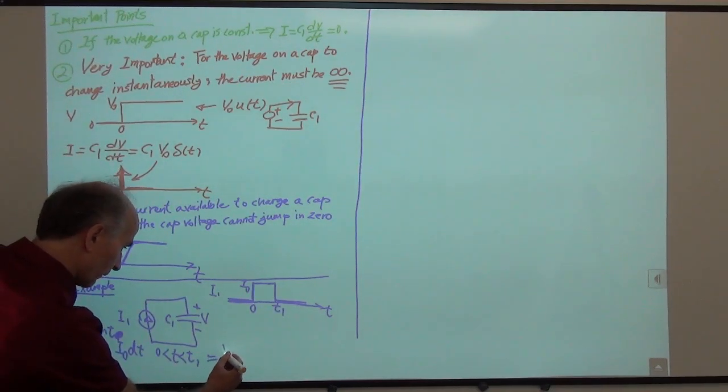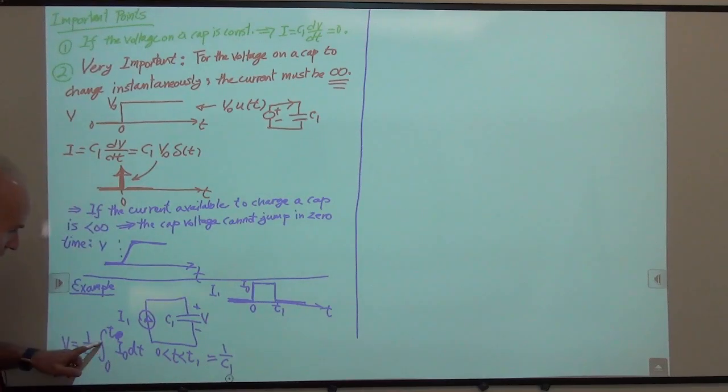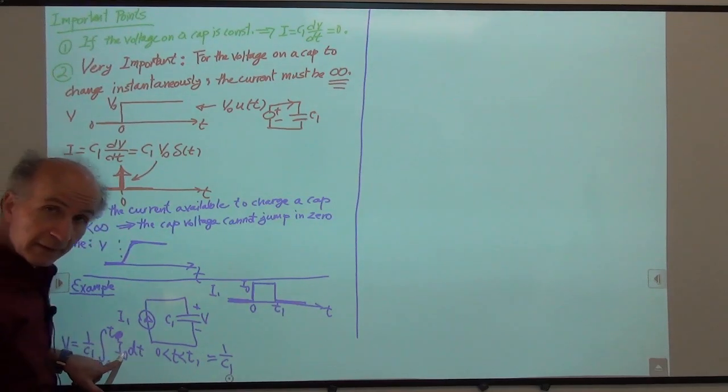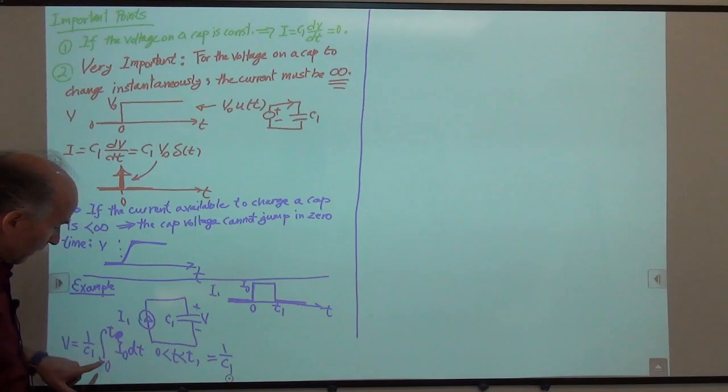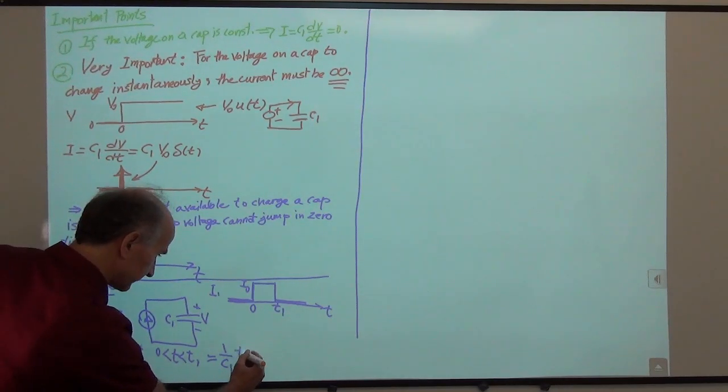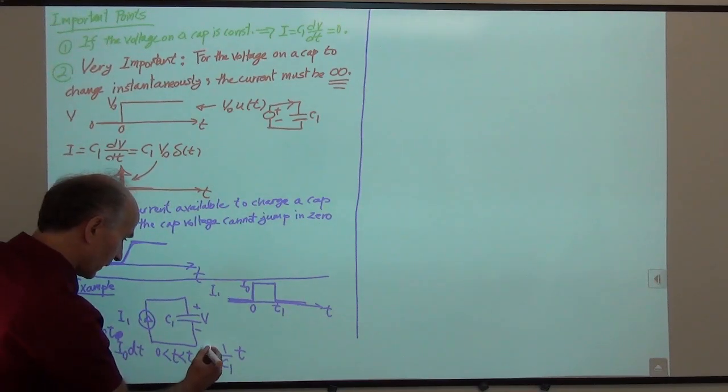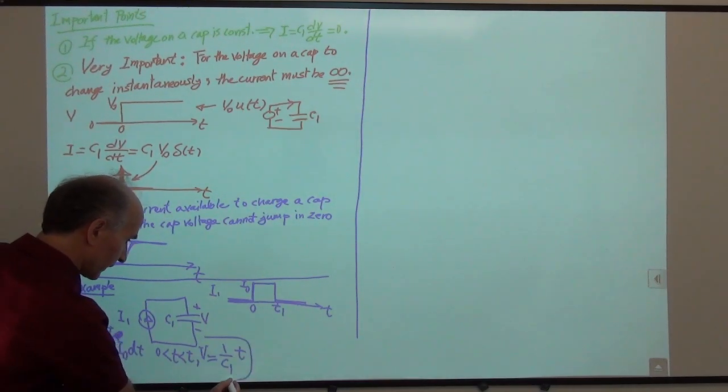So then that will be 1 over C1 times the integral of I0. I0 is constant, it comes out of the integral, and then we just have T evaluated from 0 to T. So that would be T. So that's the voltage as a function of time, I0.